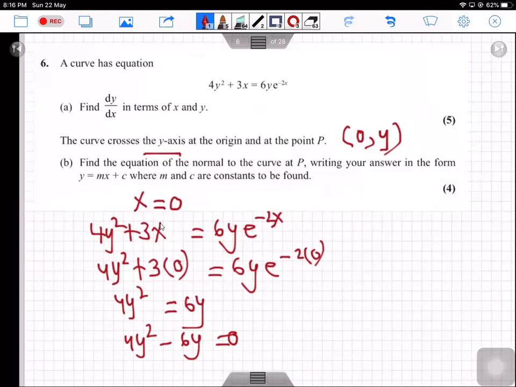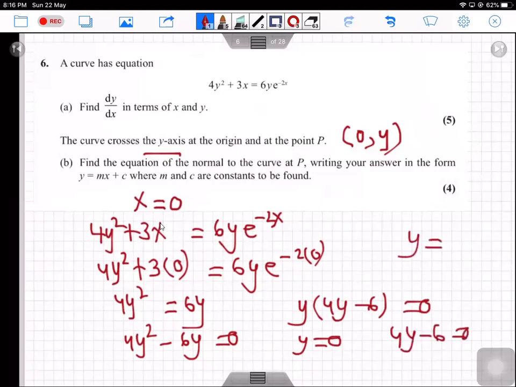So taking y as common, multiplied by 4y minus 6, and this whole thing is equal to 0. Therefore, y is equal to 0, and 4y minus 6 is equal to 0. So y is equal to 6 over 4, and 6 over 4 in its simplest form is 3 over 2. So y equals 3 over 2, which means that y is equal to 1.5.